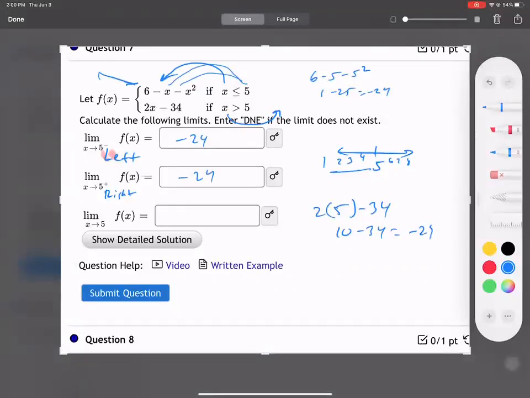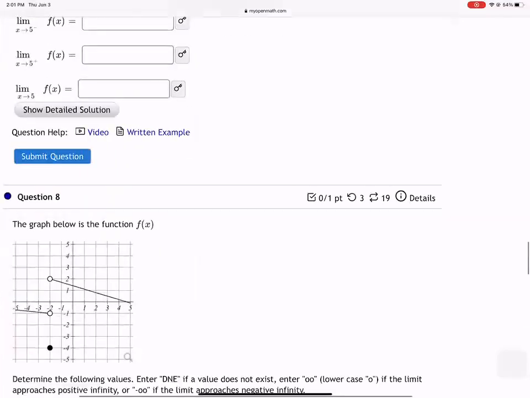Negative 24 also. Now, if the left side is negative 24 and the right side is negative 24, what does it look like? You say Mr. Ko is tall, someone else says Mr. Ko is tall. Guess what? Mr. Ko is tall. If they both agree, the limit is going to be negative 24. It's going to be the same value. All right, so let's look at number 8.